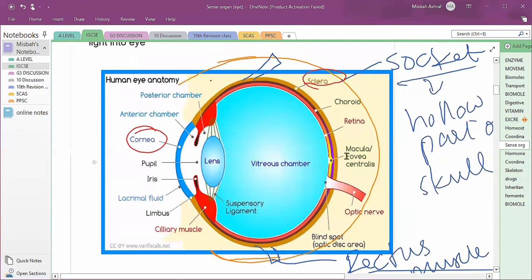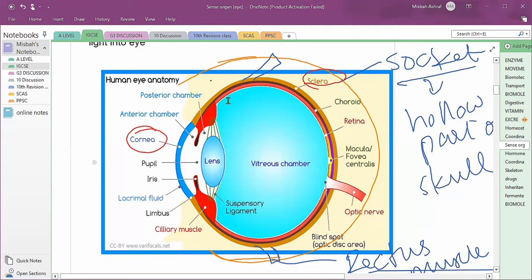Choroid has blood vessels in it, and these blood vessels nourish the eye. They provide nutrients and also oxygen to the eyes, because eyes have living cells, and those living cells need energy for active transport or for different purposes. So they need oxygen, and that oxygen and nutrients are provided by the blood vessels present in this choroid. This choroid layer is darkish or reddish in color because of the presence of the blood vessels. It can also be pigmented because of the presence of different colors.